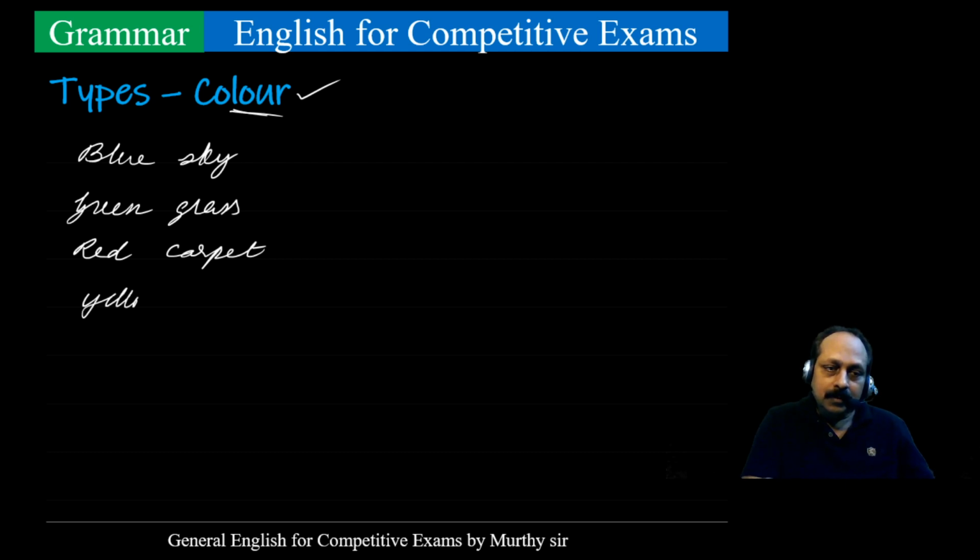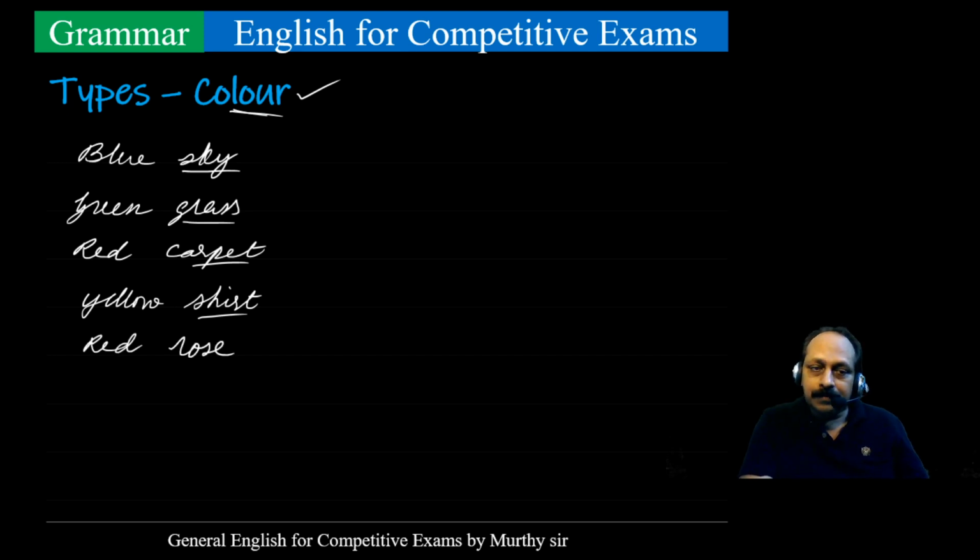Here, yellow shirt. The first word is an adjective. The second word is a noun. In all these examples, a blue sky, green grass, a red carpet, yellow shirt. You could also think of a typical example, a red rose. Here the word blue, what is it doing? It is describing sky, which is a noun. So it is an adjective. Then you ask the question, which type of adjective is it? Color. All these talk about color, colors. So these are adjectives of color.